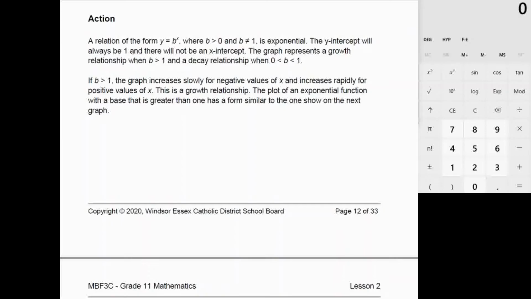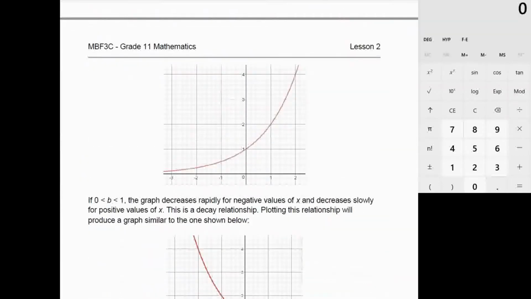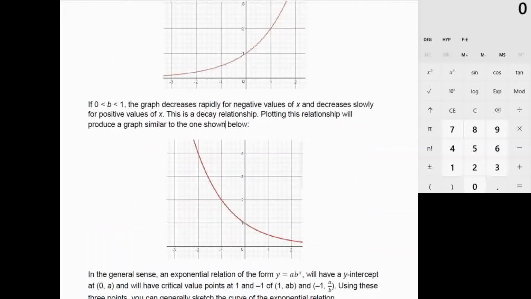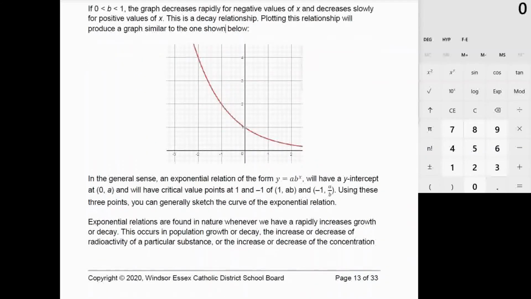So the graph for a relation when b is greater than 1 looks like this. This is our exponential growth relation graph. You can see that it has an asymptote at the x-axis. It does not cross that x-axis, but it grows exponentially. It grows much faster as our x value increases. And the opposite graph, when we have a value for b that's between 0 and 1, is what we call a decay relationship. You can see this is the opposite because in this case, as our x decreases, we have exponential growth, but as our x increases, we have exponential decay.